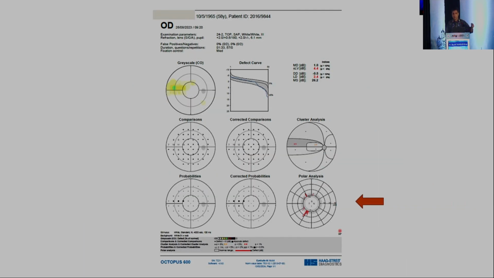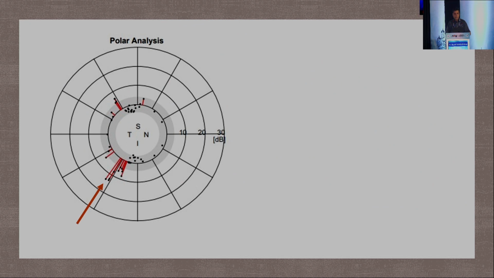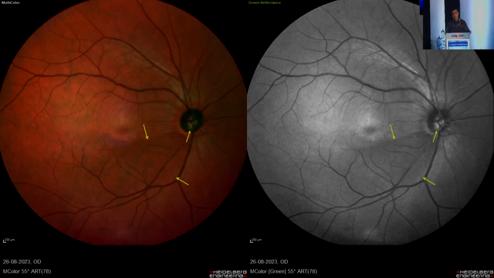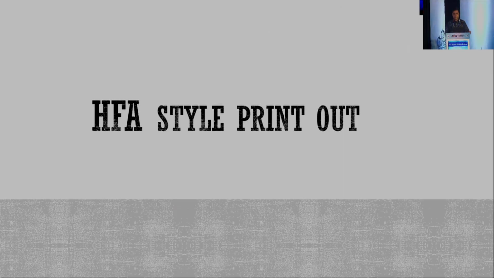So if you look at our base patient and you look at the polar analysis, you see those long red bars in the infratemporal region. That is where you want to look for the optic disc changes. The newer software also gives an ONH projection analysis through a single click on your computer, and that will also tell you that it's the infratemporal region. That is where you want to look for, and exactly that is where you find the defect. There's a large infratemporal defect. That is the beauty of the polar analysis.